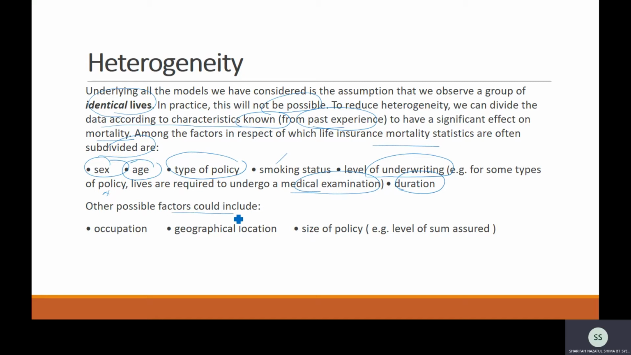Other possible factors that could be included are occupation, such as high risk workers, or whether you work in high risk environments. Then geographical location, for example, whether the policyholder or insured stays in an urban, suburban or rural area, and whether you stay in a high or low risk area. And the size of policy, for example the level of sum assured, how much your policy sum assured is.